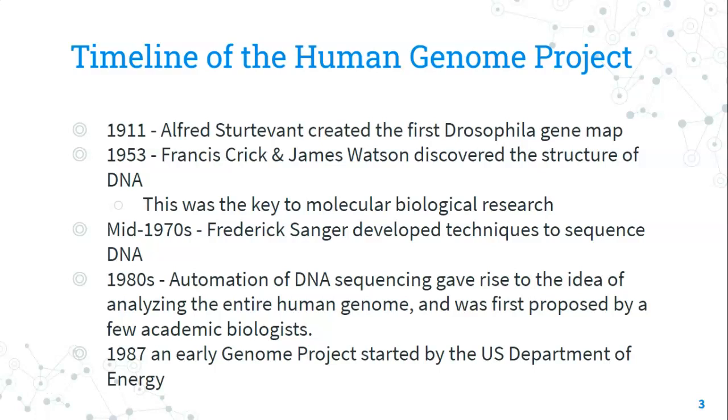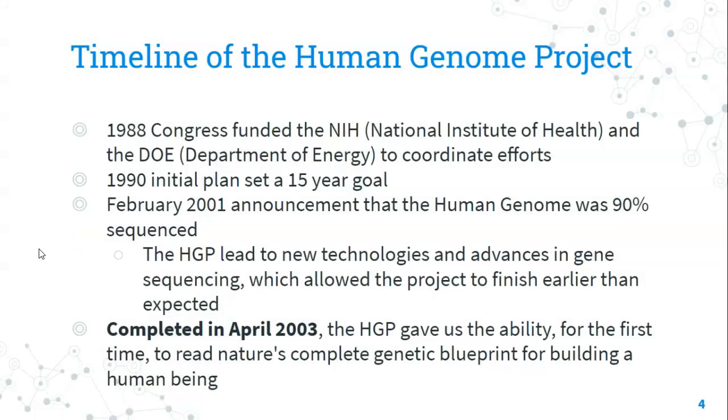And then in 87, an early project was started by the Department of Energy. By the following year, Congress decided to fund this project because they liked this idea. So NIH and DOE decided to coordinate efforts, and in 1990, an initial plan was set. The plan was to take the next 15 years to sequence the entire human genome. However, they were able to finish earlier, and in 2001, they announced that the genome was 90% sequenced.